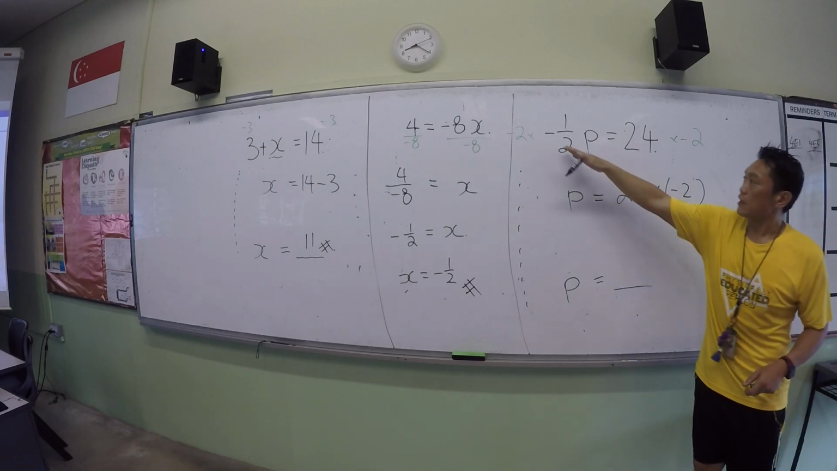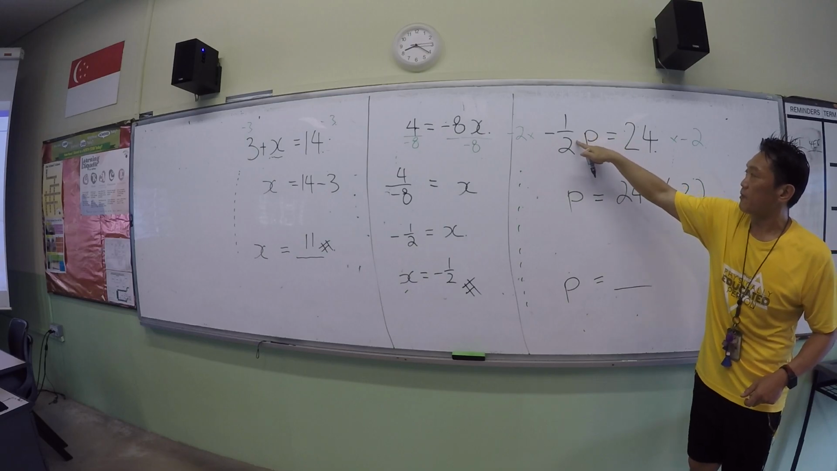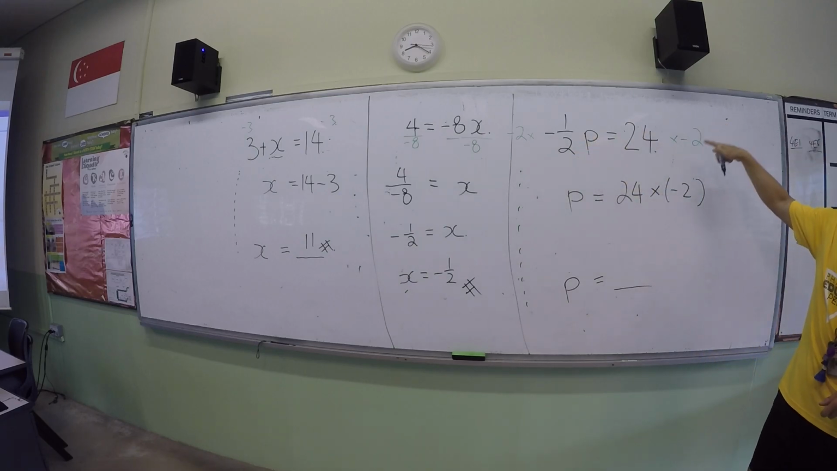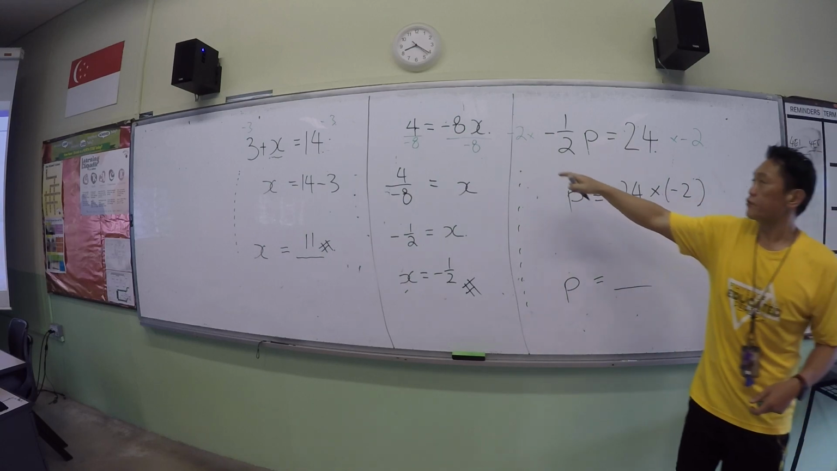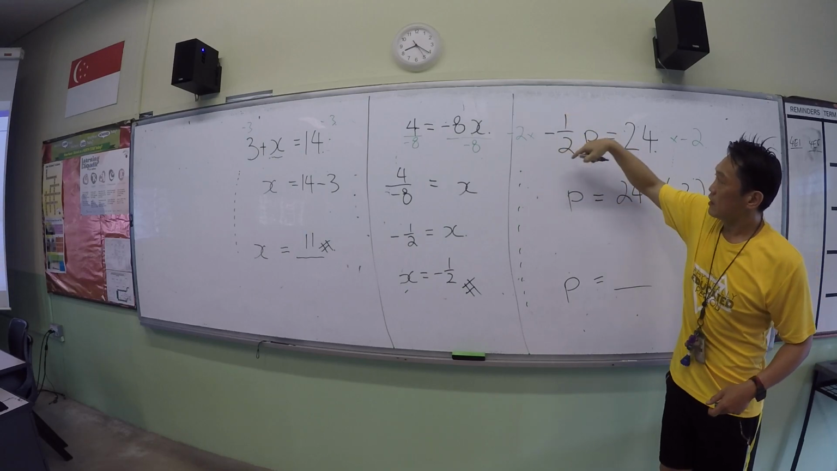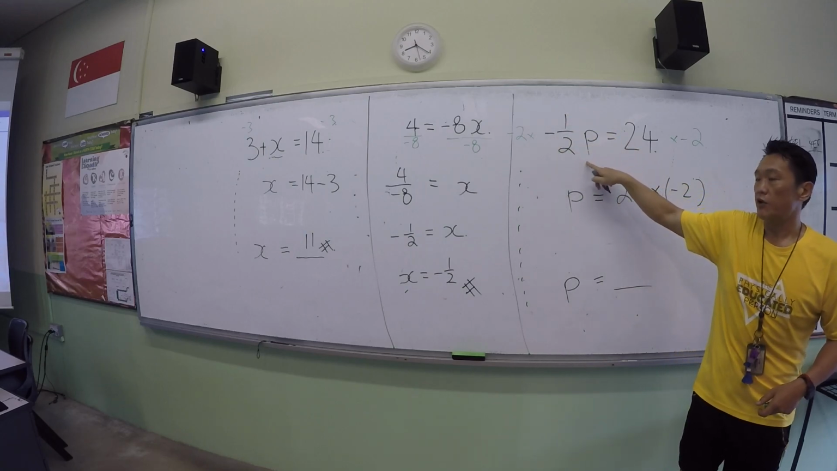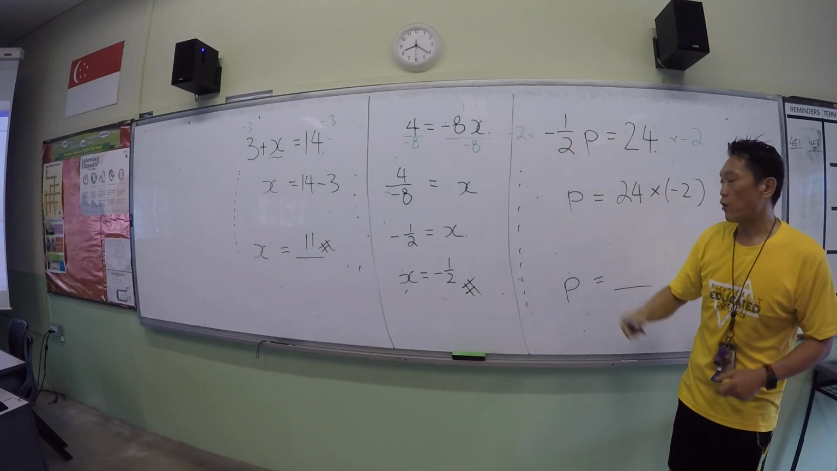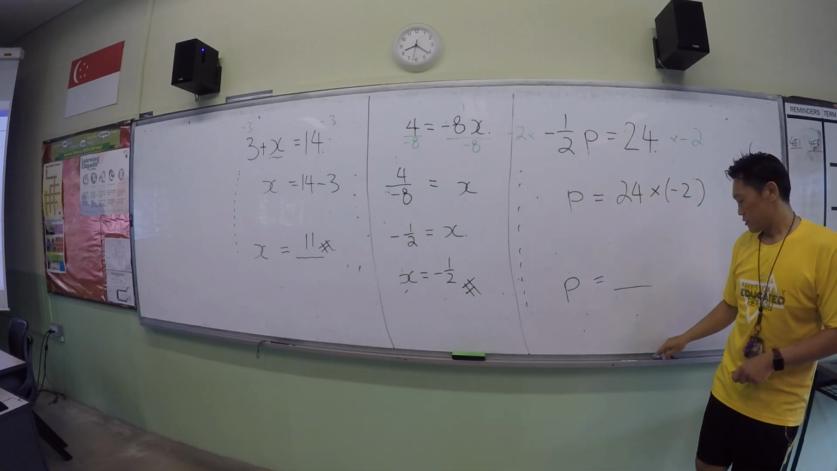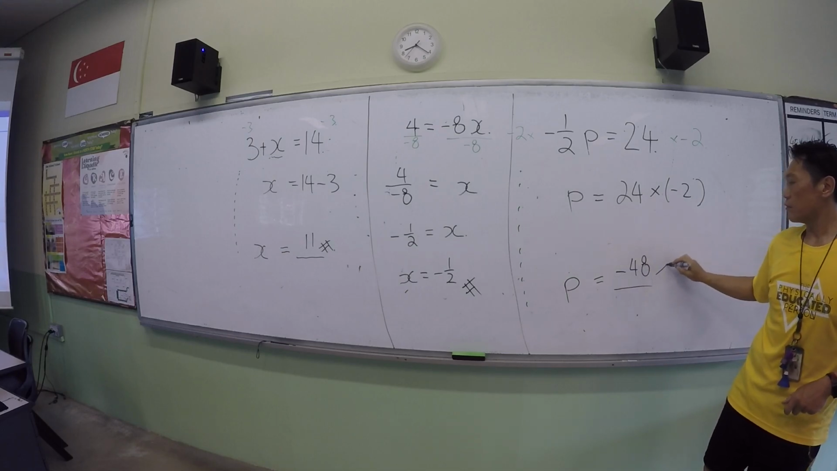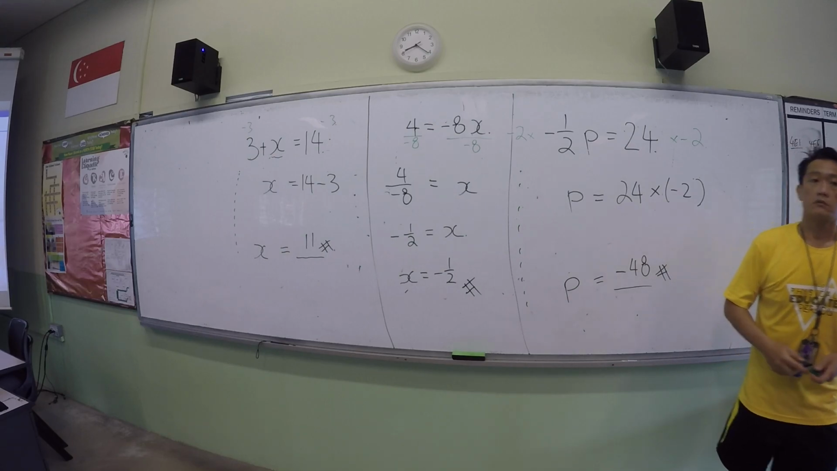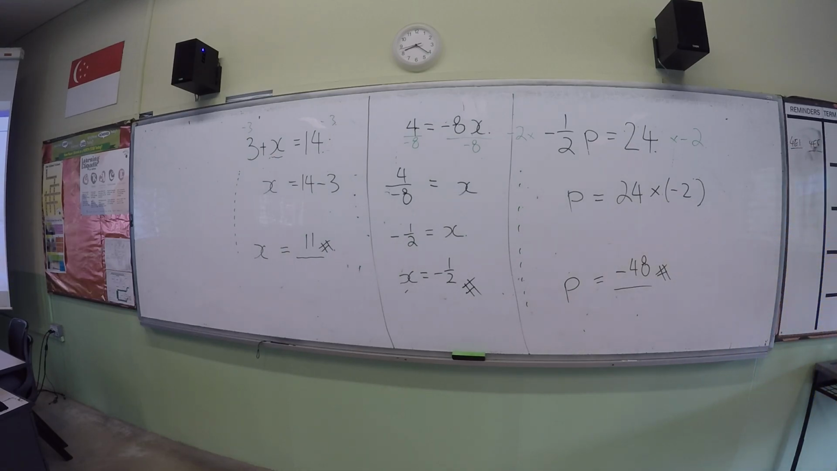And it looks like the minus 2. At first it is p divided by minus 2, then divide becomes multiply, minus 2. Okay? But what we are going through is actually removing any coefficient from p. Removing any number in front to let it become 1. Okay? 24 times negative 2, negative 48. Okay? And this is the proper way to present your answer.